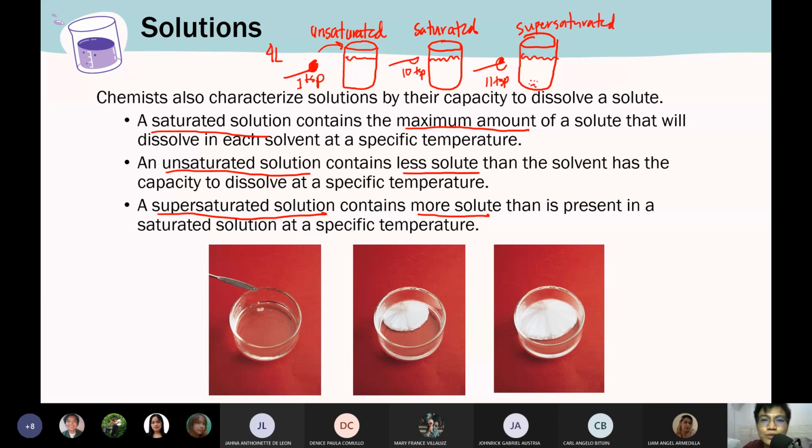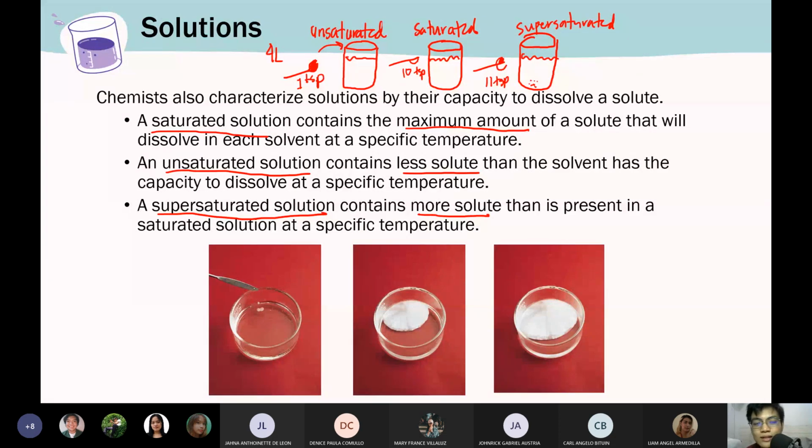So, kumbaga, in terms of taste perception, this is the time wherein super tamis na niya, and at the same time, you see crystals of sugar down the pitcher. Okay? Nasa ilalim lang siya ng pitcher. So, hindi na siya matutunaw kahit ano gawin mo. Okay? So, yun yung ating types of solution depending on the amount of the solute.